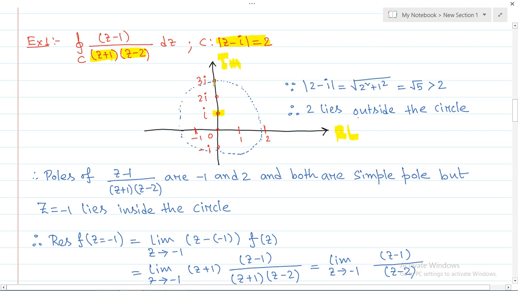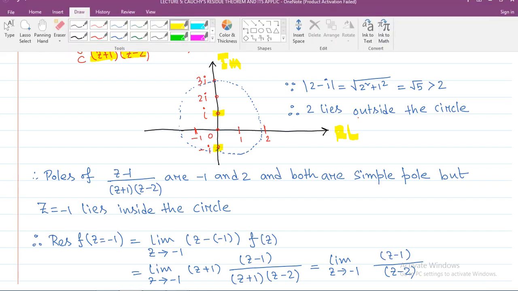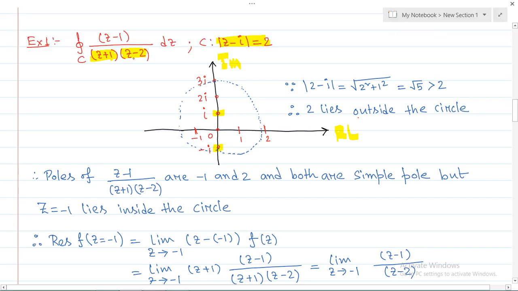So it will go up to plus 3i, and on the negative side of the imaginary axis it will go up to minus i. Now how will we understand this, because z equal to minus 1 and z equal to plus 2 are real points, not imaginary points. So how will we understand whether these 2 points lie inside or outside the circle? Definitely z equal to minus 1 lies inside the circle, but how do we understand whether z equal to 2 is inside or outside the circle?